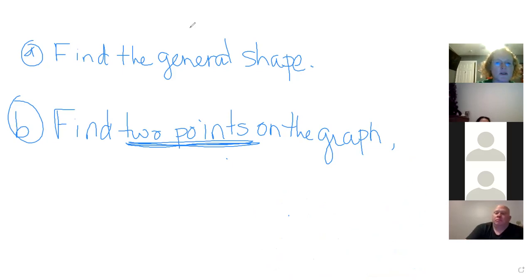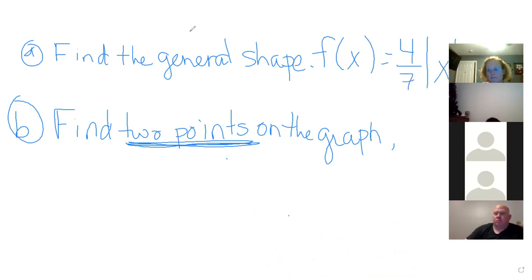So my next function, let's call this one f of x, and we are going to do 4/7 times the absolute value of x. Okay, so remember your 2 questions are absolutely always A, find the general shape, and that's going to be a multiple choice thing, but I don't have choices, so we're going to have to look at that graph sheet here. And then B, find me 2 points on the graph.